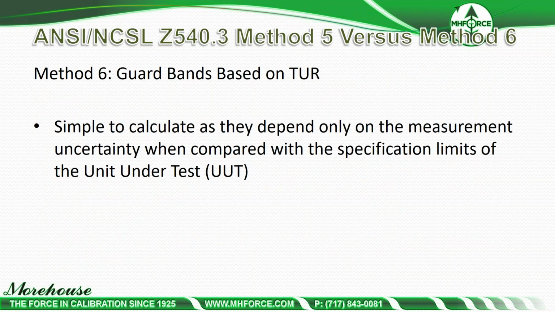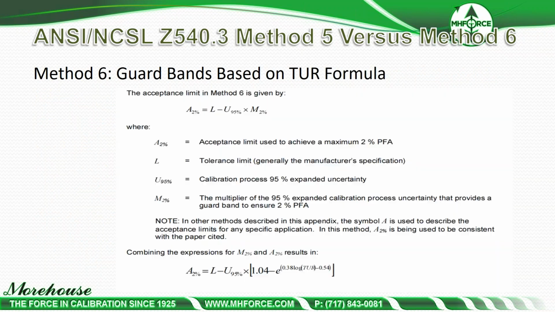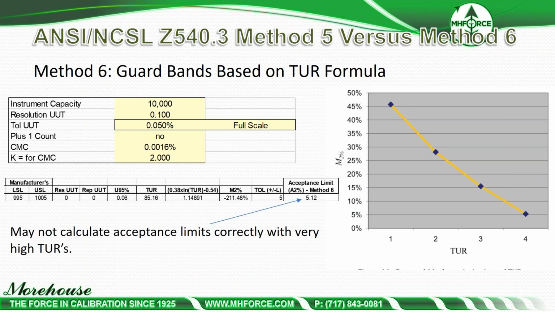Then we look at method 6 guard bands. These are simple to calculate as they depend only on measurement uncertainty when compared with specification limits of the unit under test. So the method 6 guard band formula is as such. We calculate acceptance limits based on that 2% that I mentioned earlier, and we define those limits. So if I have any point that falls within those two measured limits, I'm good. It's basically calculating my acceptance limits.